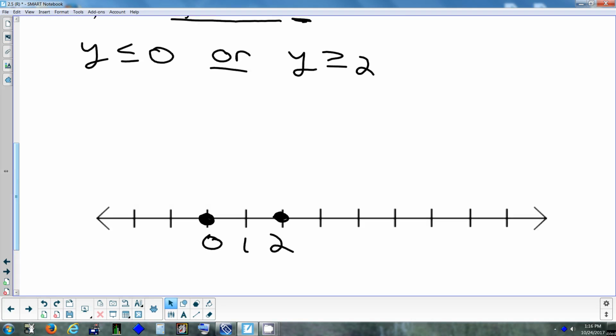And now, where would we shade for an or? Joe? Opposite directions. So shade to the left, and shade to the right. Is there any overlap there? No. Can you think of a number that's less than 0 and bigger than 2 at the same time? No. That's why these don't overlap. There's no overlap here. Okay, so or means opposite directions.